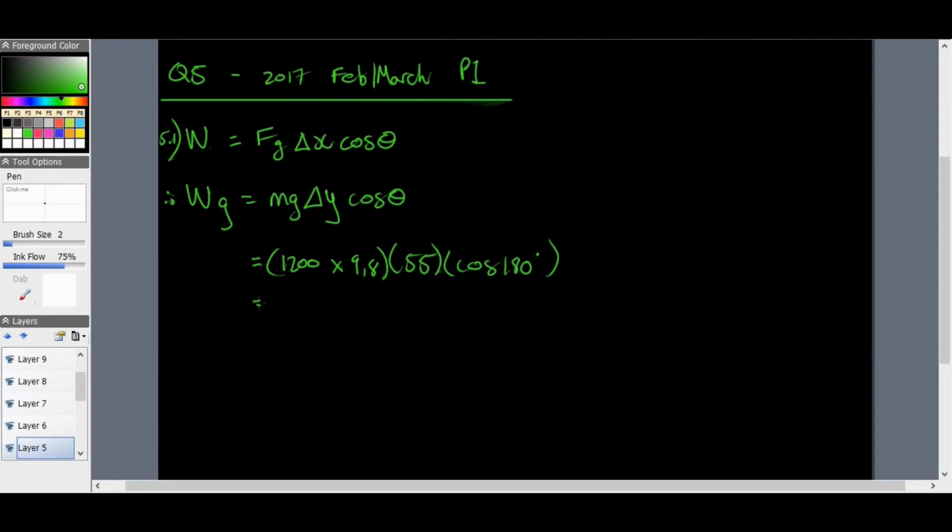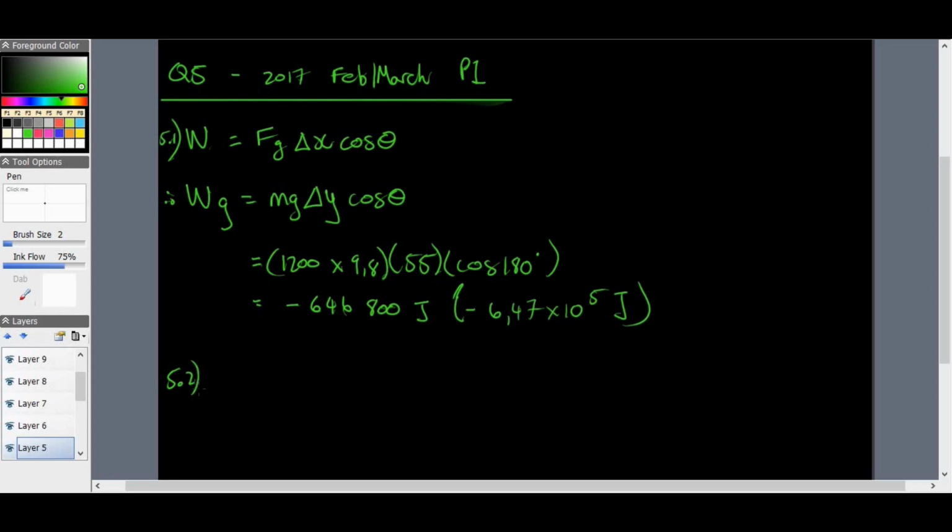So we're just going to pop this in on a calculator: 1200 times 9.8 times 55 times cos 180. And that should give us an answer of minus 646,800 joules, which is also negative 6.47 times 10 to the power 5 joules if we put that answer in scientific notation, whichever one your calculator gave. Okay, so this is the answer for 5.1.